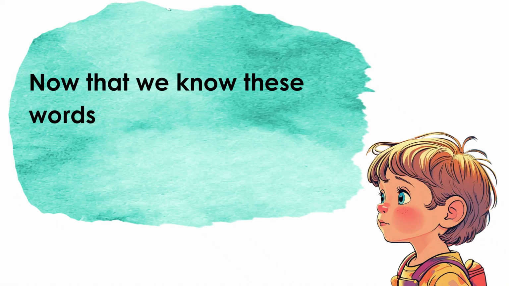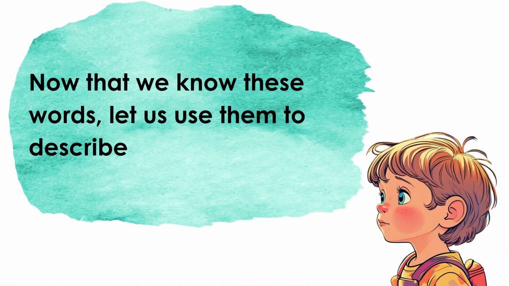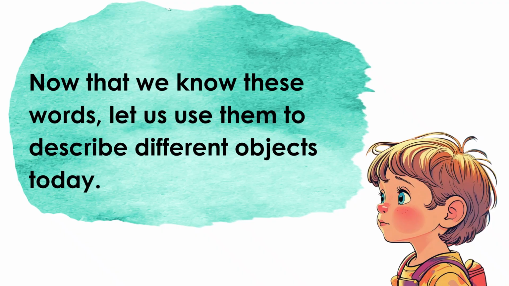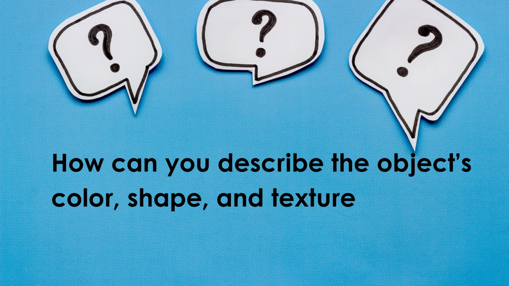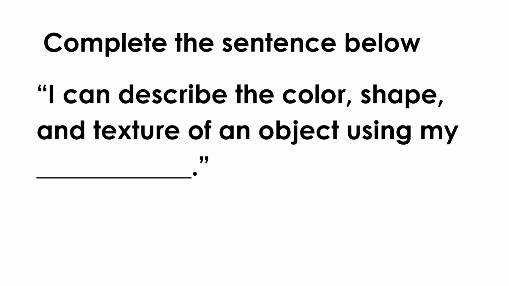Now that we know these words, let us use them to describe different objects today. How can you describe the object's color, shape, and texture? Complete the sentence below. I can describe the color, shape, and texture of an object using my... What is your answer, kids? Hands. Good job!